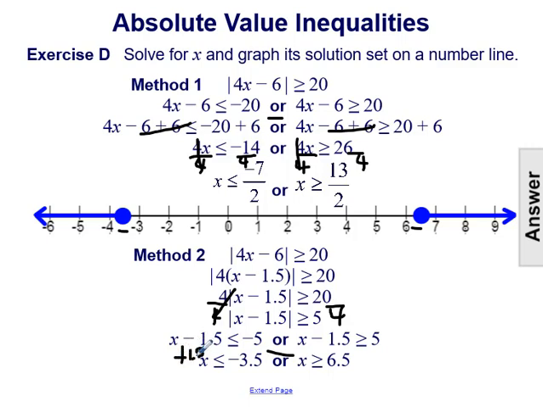And if we add 1.5 to all sides, we end up with the same solution: x is less than or equal to negative 3.5, the same thing as negative 7 over 2, and x is greater than or equal to 6.5, the same thing as 13 over 2.